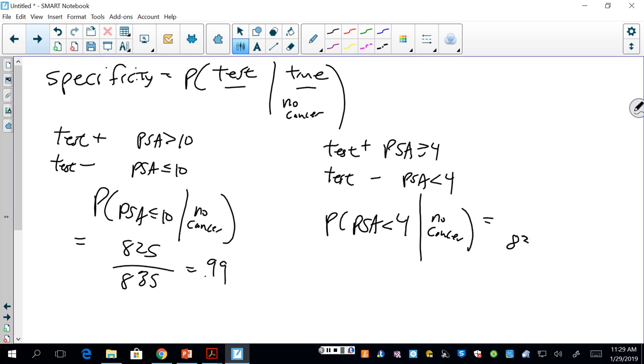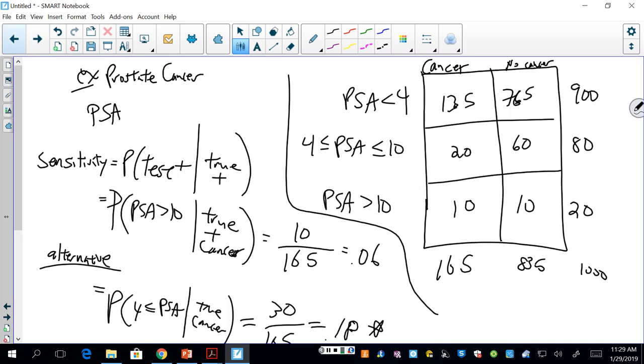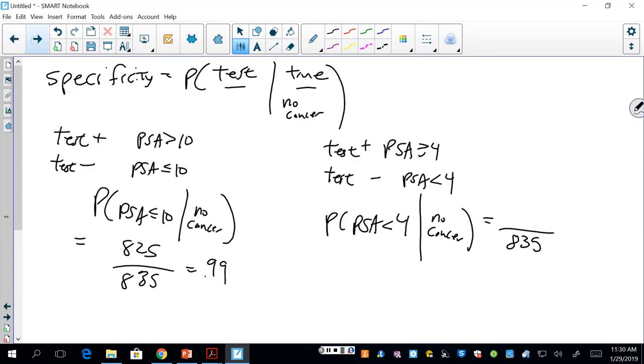There'd still be 835 in that column. But how many people now get a negative diagnosis, that they have a lower PSA? So if we move the cut point for the test lower, now our probability is 765 out of that for the sensitivity. This one is 92. Sorry, specificity, 92%.